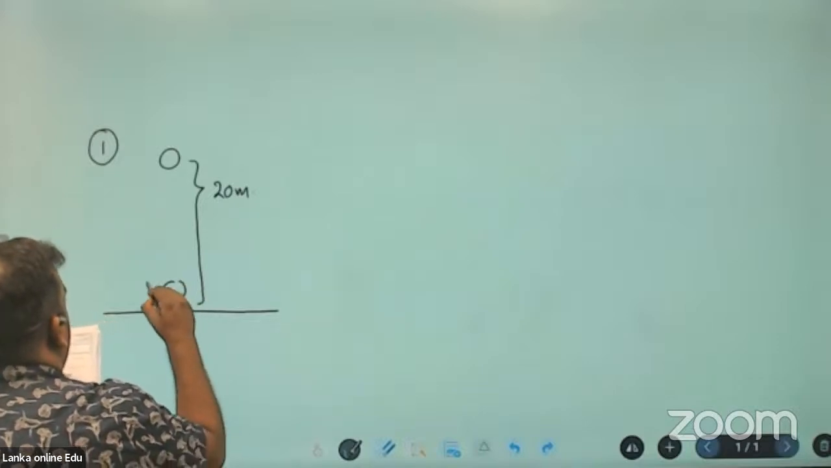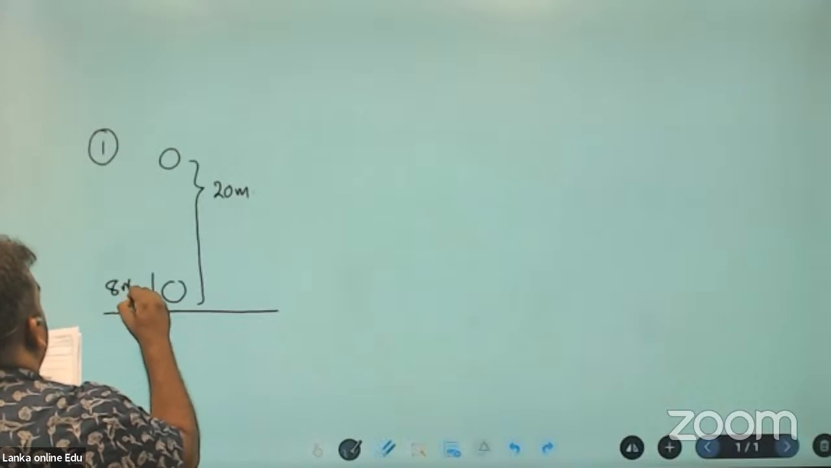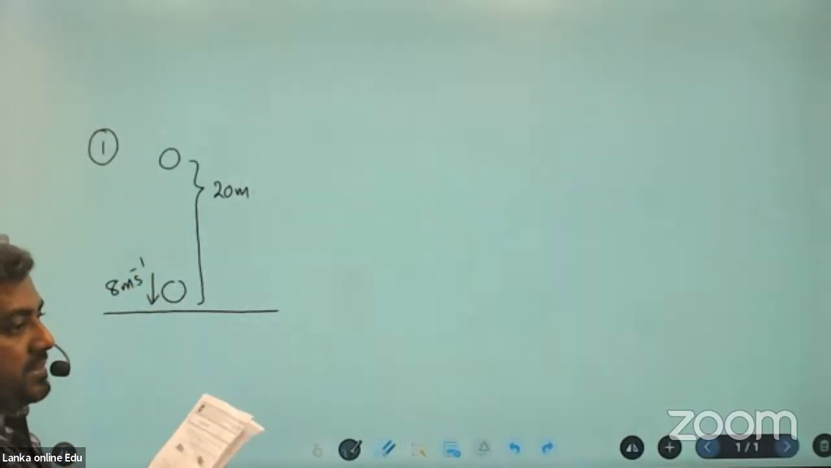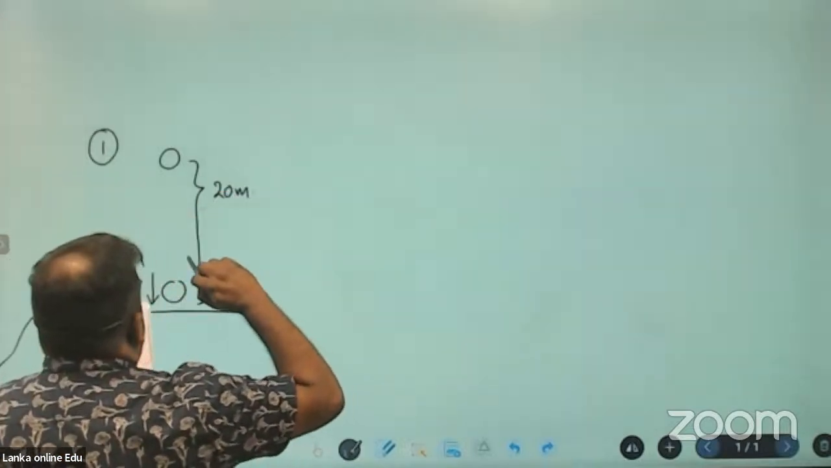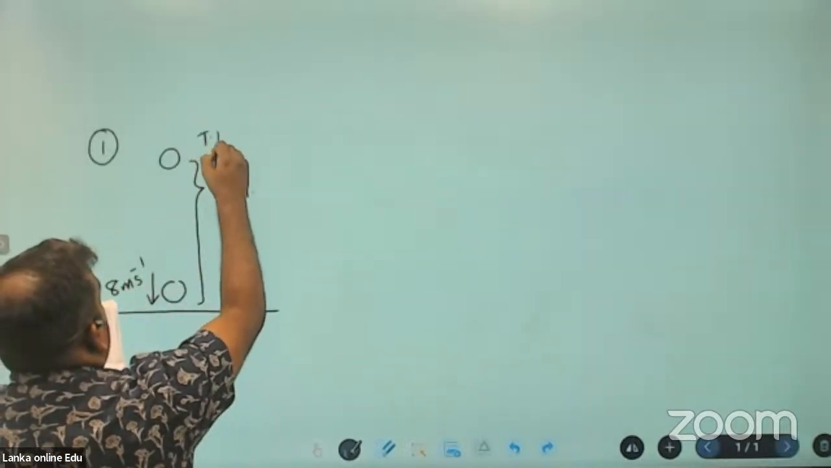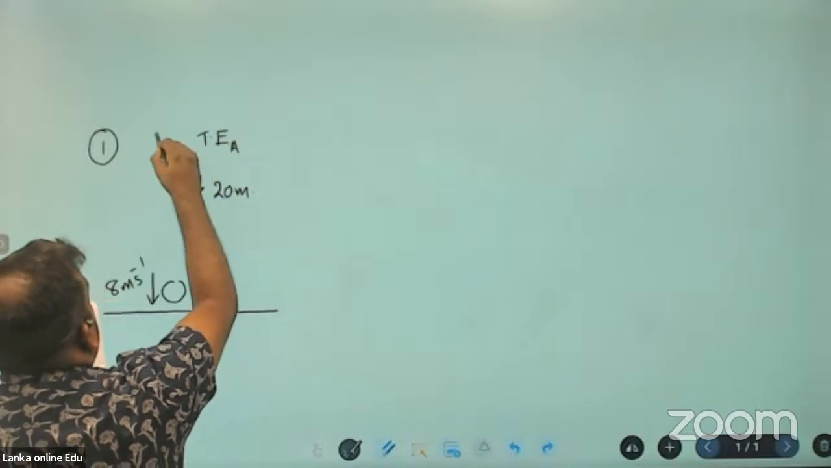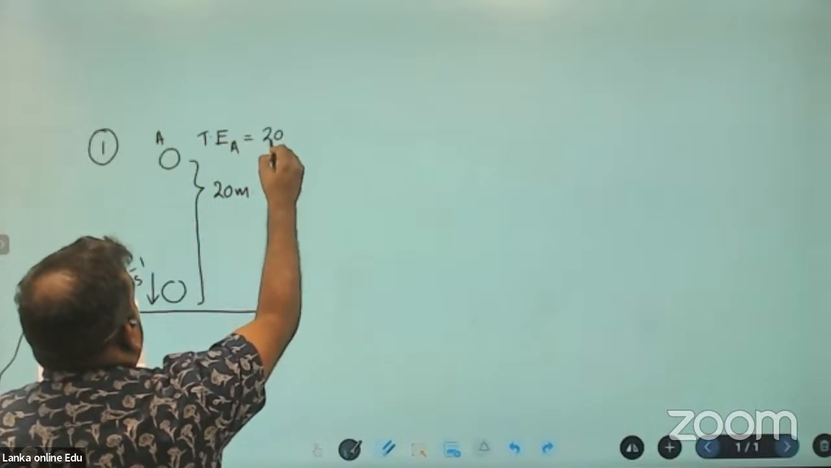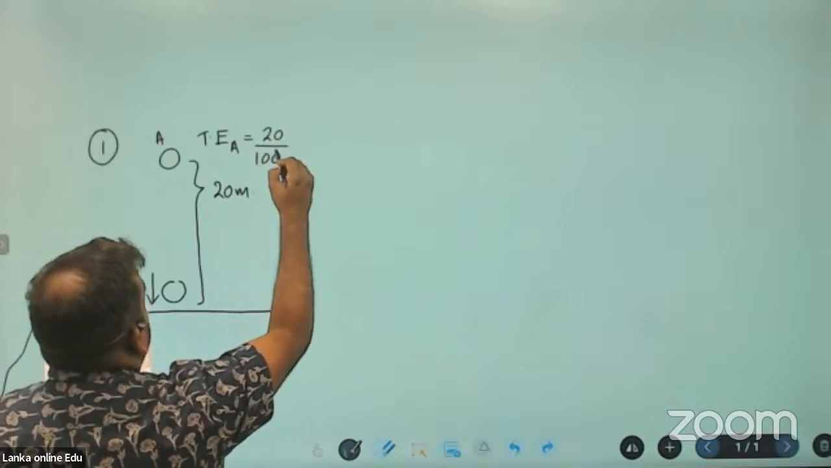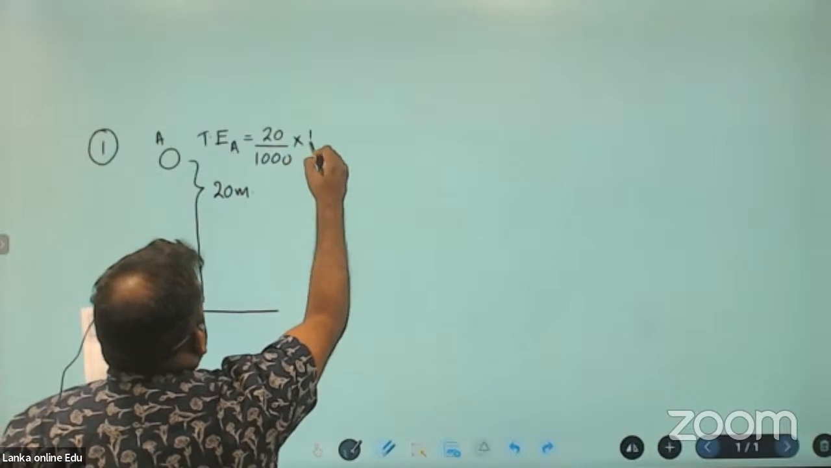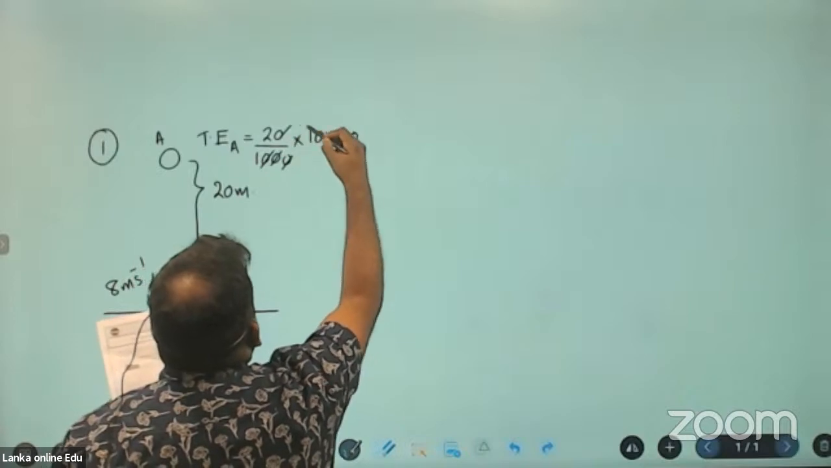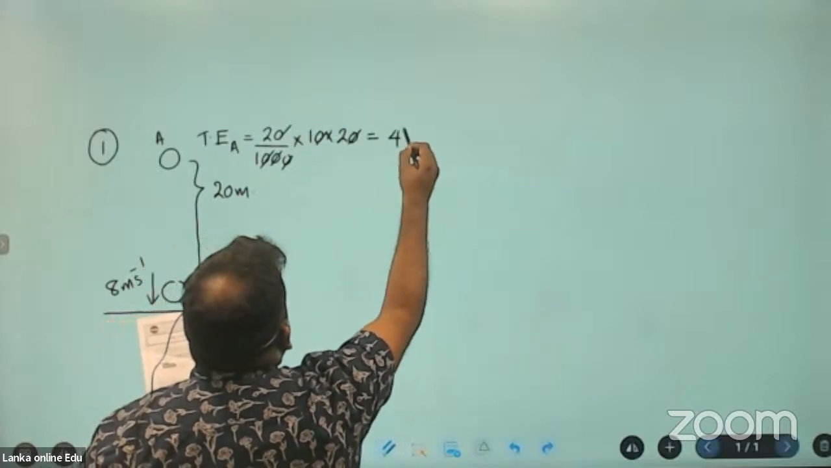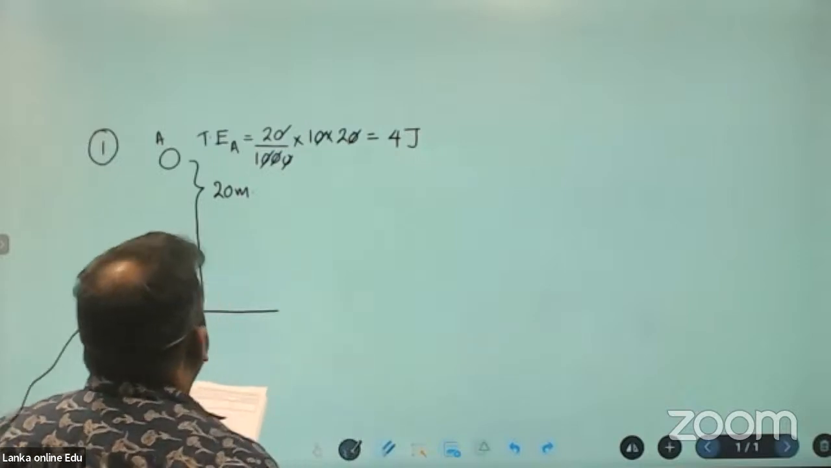When it's hitting the ground here, you have a velocity of 8 meters per second. So what's going to happen? Total energy here is gravitational potential energy. Mass 20 grams, convert into kilograms, times g times h. Three zeros cancel off. Here you have 4 joules.